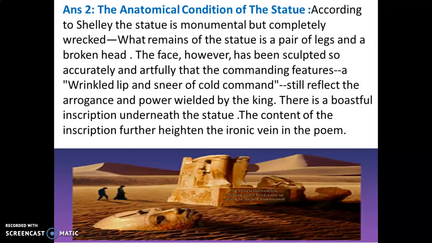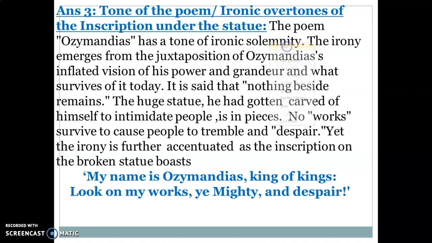Second question, the anatomical condition of the statue. According to Shelley, the statue is monumental but completely dead. What remains of the statue is a pair of legs and a broken head. The face, however, has been sculpted so accurately and artfully that the commanding features, a wrinkled lip and sneer of cold command, still reflect the arrogance and power wielded by the king. There is a boastful inscription underneath the statue. The content of the inscription further heightens the ironic vein in the poem.